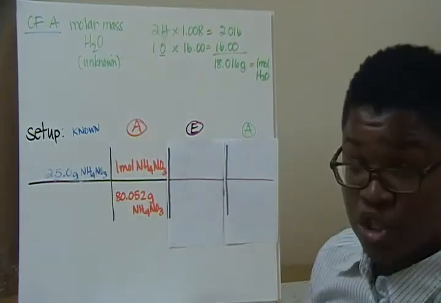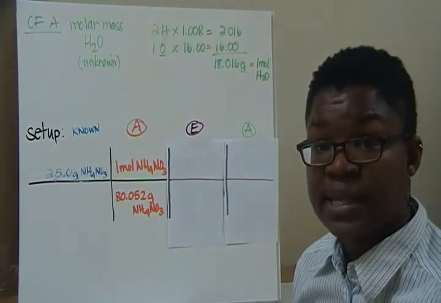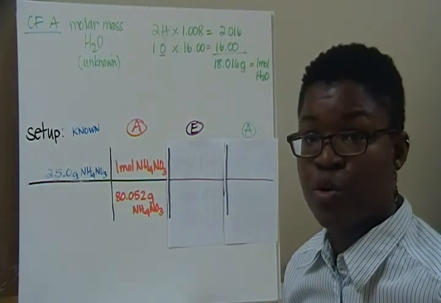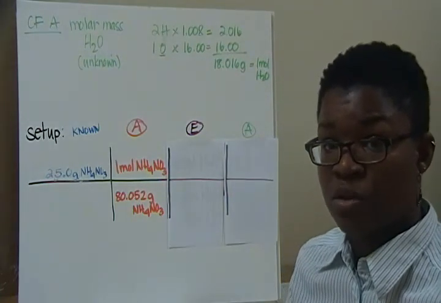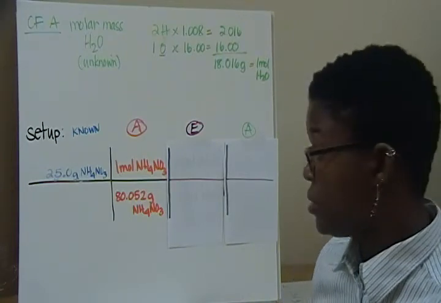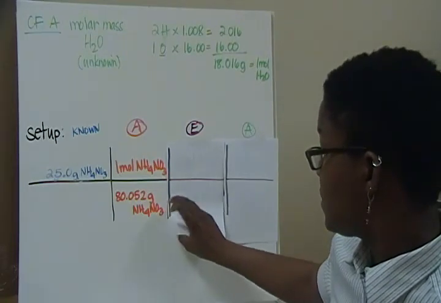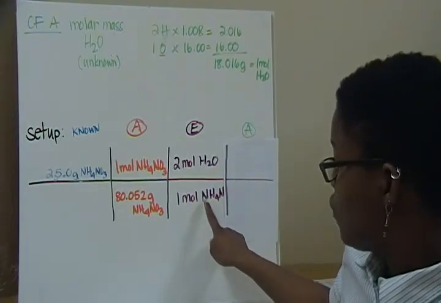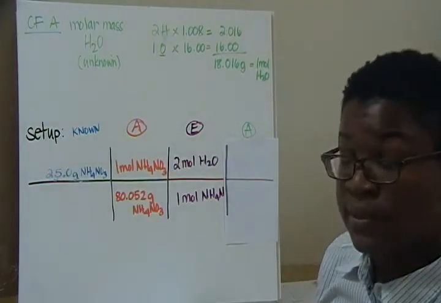Next, we come to our mole ratio, which we've already discussed. We discussed the fact that those coefficients get brought into the mole ratio and that the unknown substance is on top, the known substance is on the bottom. In this case, it looks like this. Note that this NH4NO3 gets canceled by this one.